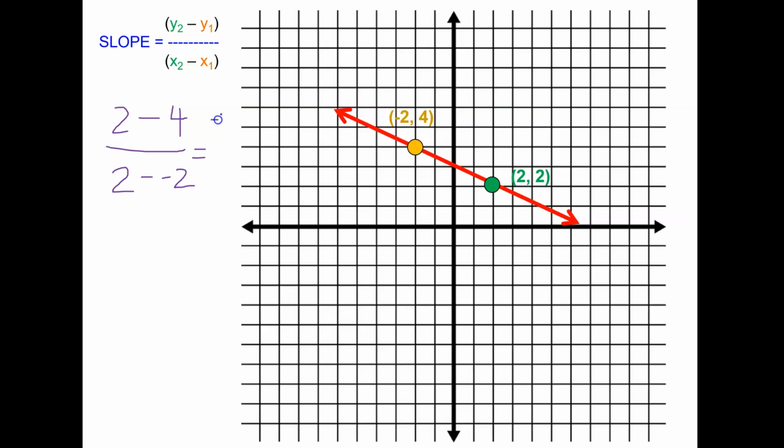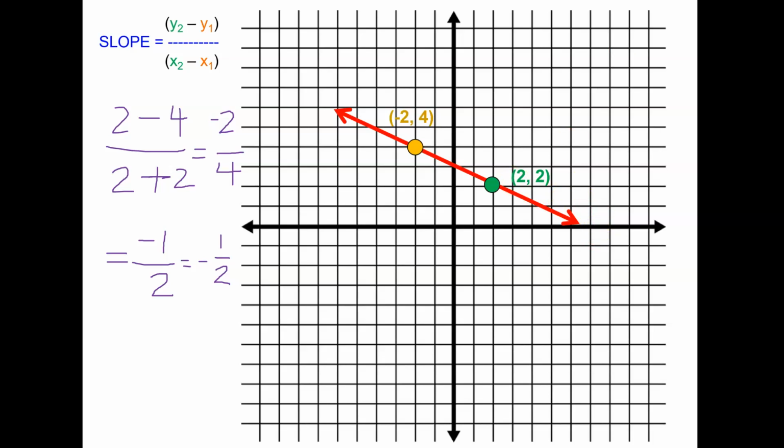2 minus 4 is negative 2. And 2 plus 2, since subtracting a negative is the same thing as adding, gives us 4. We have negative 2 over 4. What can that be simplified to? Both of those values can be divided by 2. Negative 2 divided by 2 is negative 1. And 4 divided by 2 is 2. So our answer is a slope of negative 1/2. Notice that we have a negative slope, and the line runs downhill.